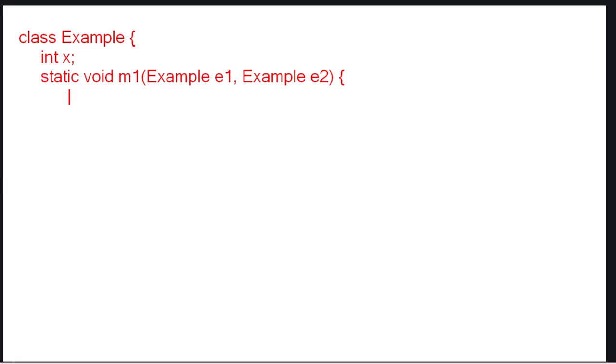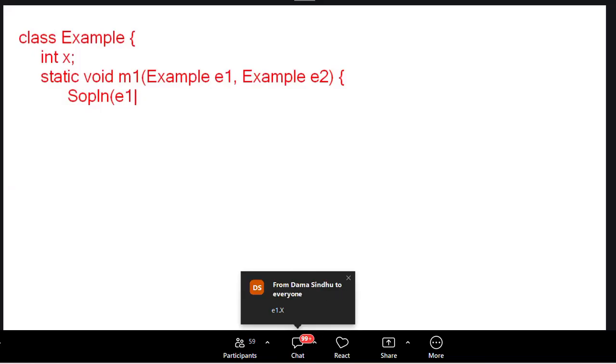Now, to the M1 method we have passed two objects as arguments. Now I want to read the value from the first object and the value from the second object. How can I read? System.out.println(E1.x). The first object is E1.x. Next, System.out.println(E2.x). The second object is E2.x. Correct? Write down: by using parameter names, E1.x and E2.x.